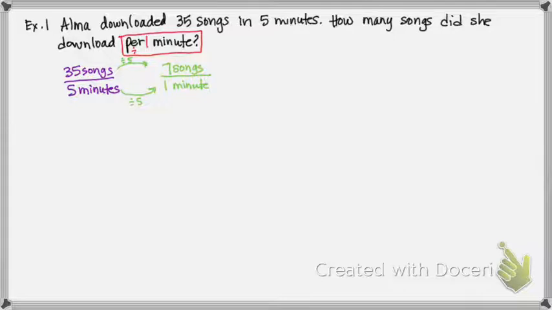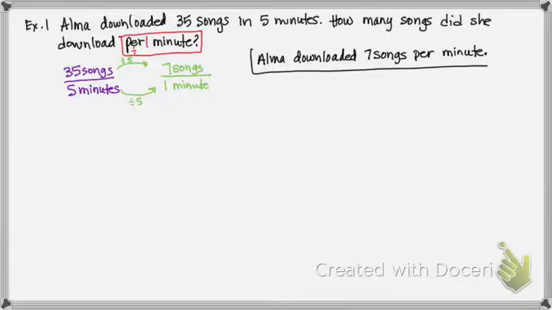So then I write that answer as a sentence. Alma downloaded 7 songs, and we interpret the division symbol as per minute. I don't have to say per 1 minute, just per minute. Box it up, and there I go. Now I'm ready for the next one.